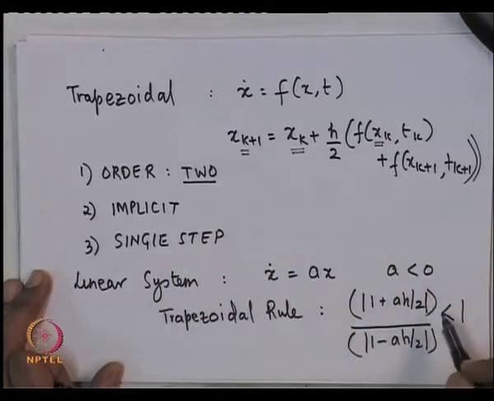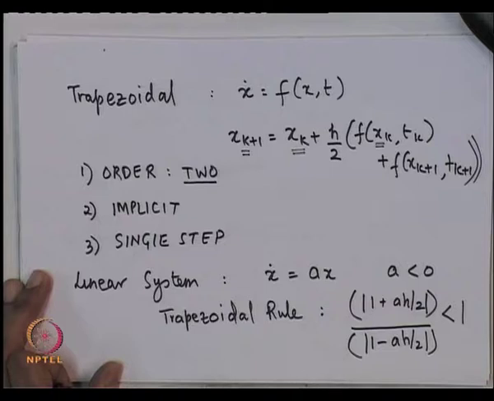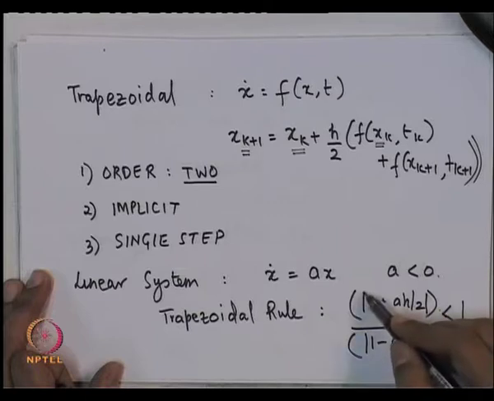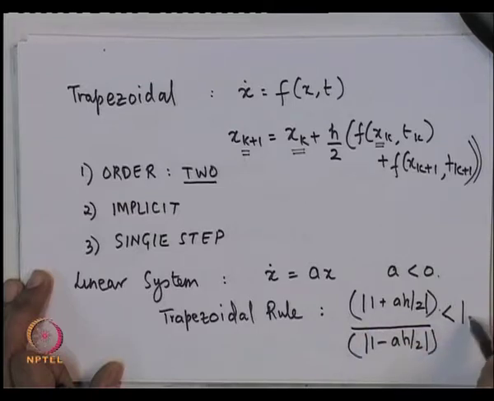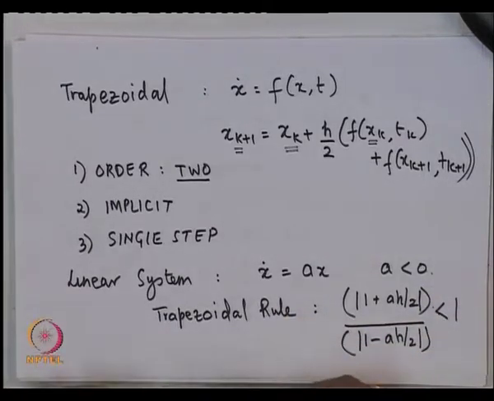For linear systems, trapezoidal rule says that the system is stable if this is less than 1, whereas the actual system is stable when a less than 0. But interestingly, this is a very interesting fact which I leave to you to work out. These two conditions are equivalent in the sense that if a less than 0, it also means that the absolute value of 1 plus a h by 2 divided by the absolute value of 1 minus a h by 2 is less than 1. Trapezoidal rule, whenever you are simulating linear systems, will never give you a wrong result as far as stability is concerned. So, that is something interesting and useful.